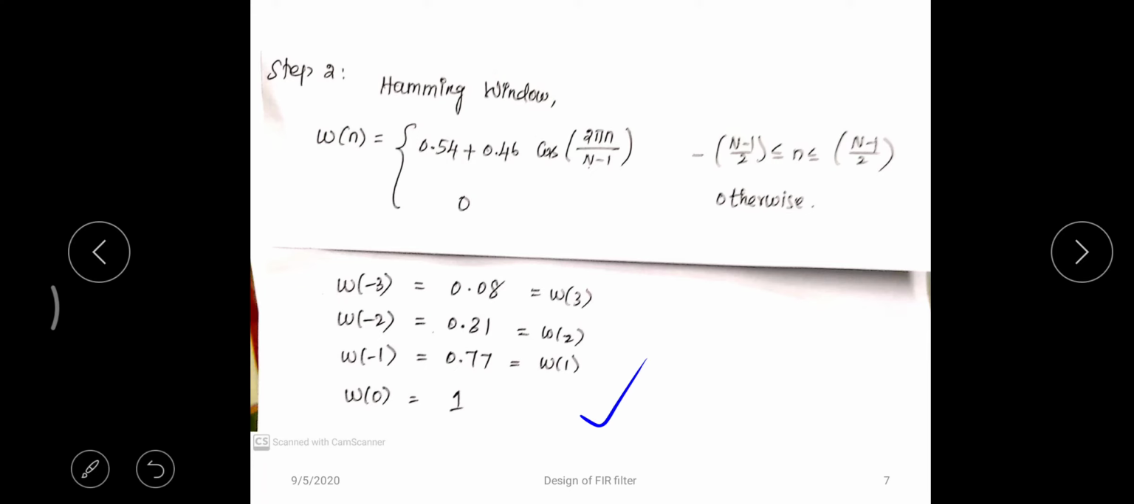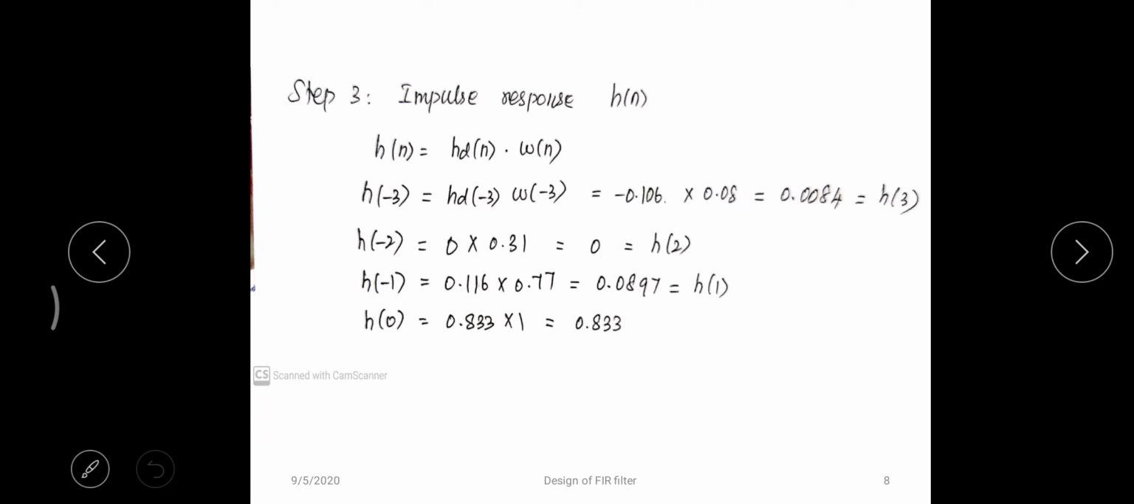So, now I got HD of n as well as W of n. Now, the third step is we have to find the impulse response of the FIR filter, which is nothing but H of n. H of n will be calculated by multiplying HD of n and W of n. Once again the ranges are the same, the limits are the same, that is n is equal to minus 3 to plus 3. H of minus 3 is nothing but HD of minus 3 into W of minus 3, and H of minus 2 is nothing but HD of minus 2 into W of minus 2, and H of minus 1, H of 0, H of 1, H of 2, H of 3, all the values should be calculated. So, currently we have all the values. In the first step we have calculated HD of n, in the second step we have calculated W of n. We have all the values, just do the substitution and get the H of n values.